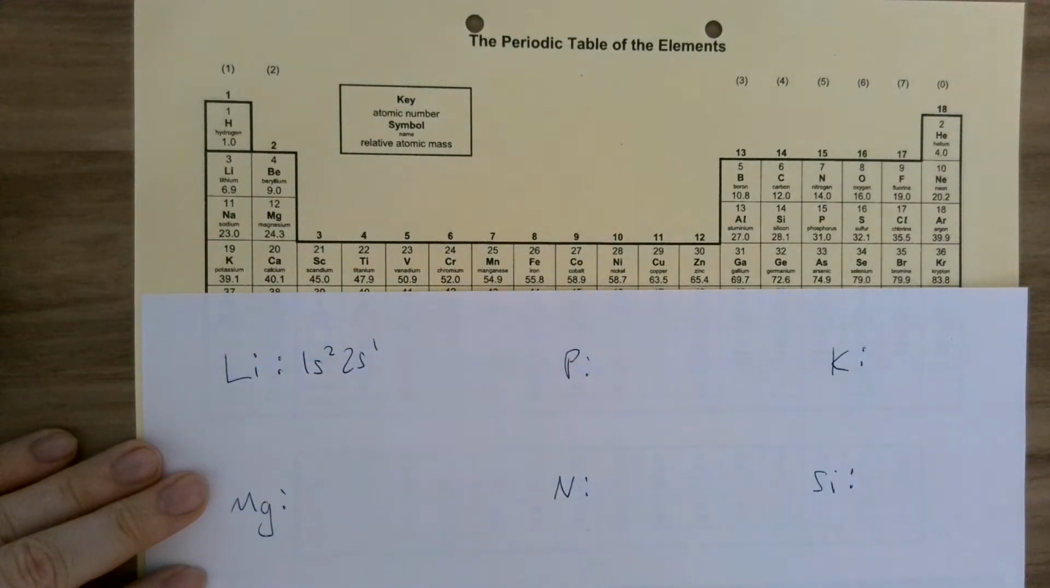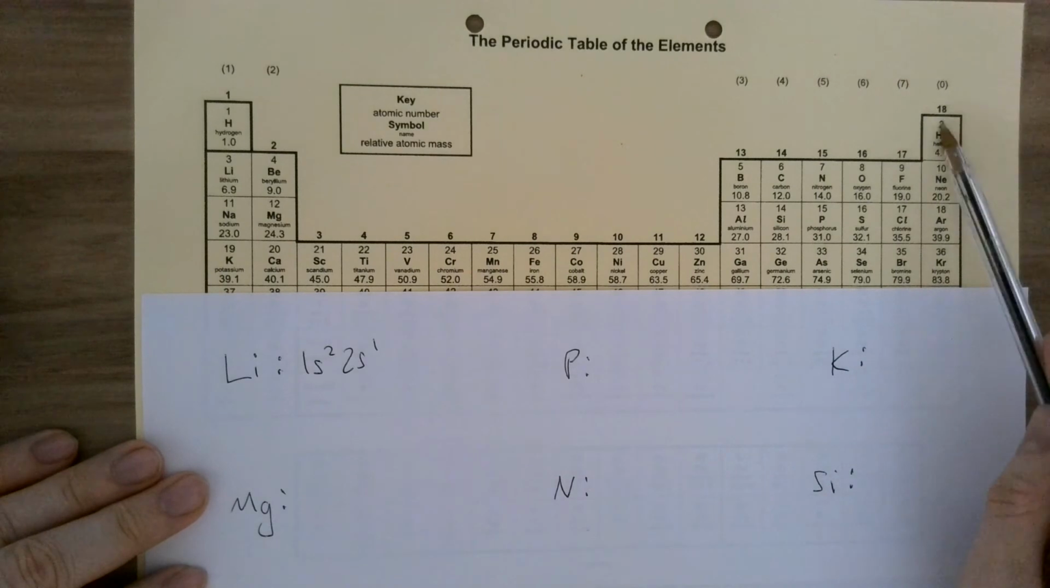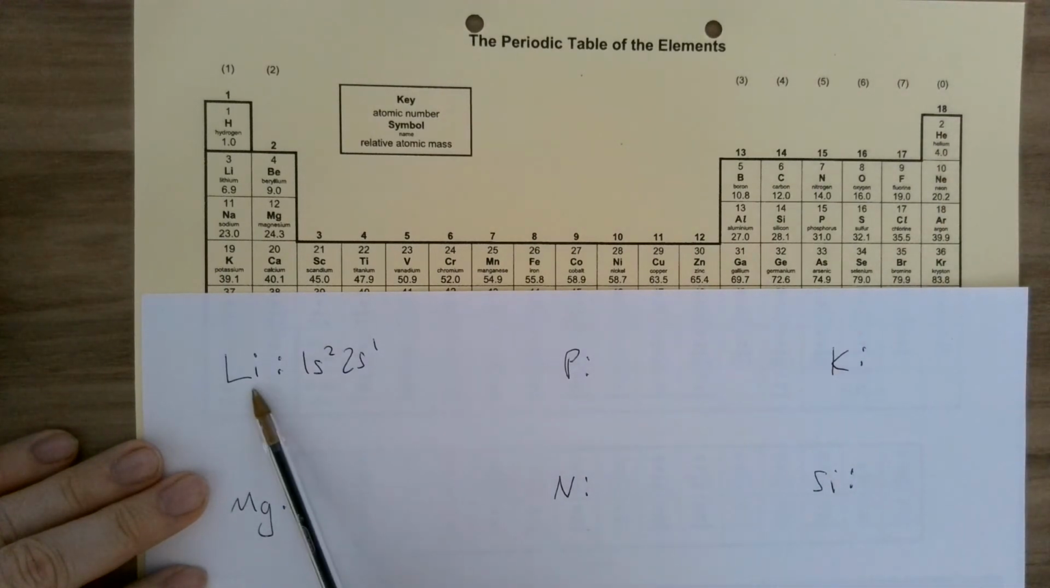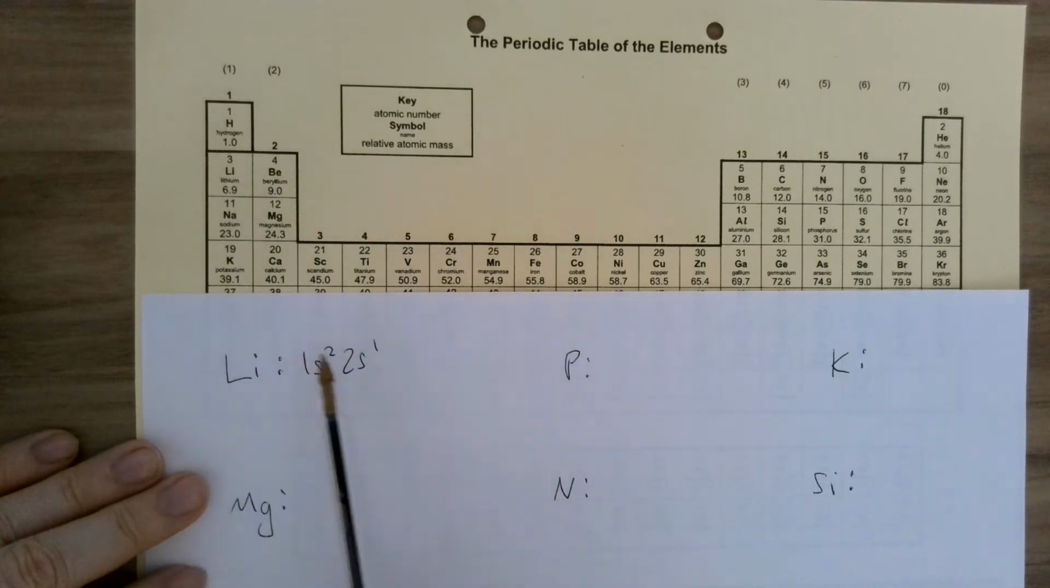Okay, so in this video we're going to talk about how to change an electronic configuration into a noble gas shorthand configuration. So here's our noble gases here in this final group, and I've just written down the electronic configuration of lithium. So 3 electrons, 1s2, 2s1.